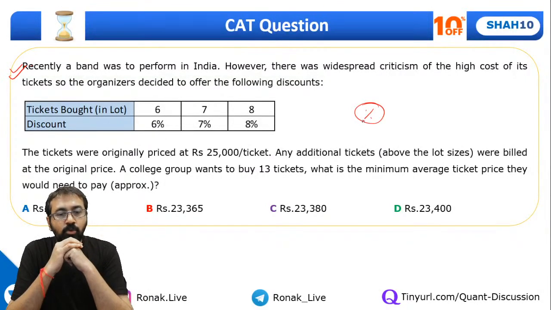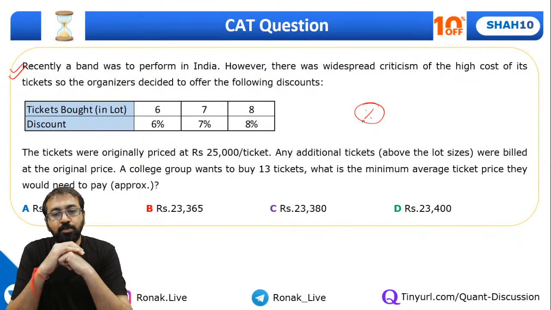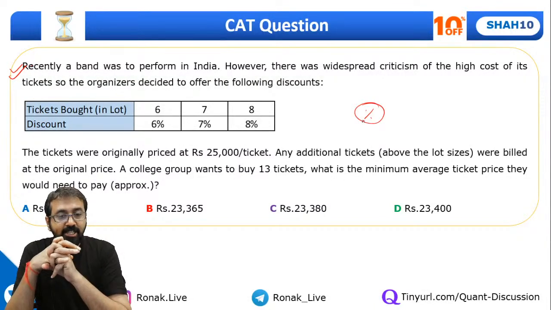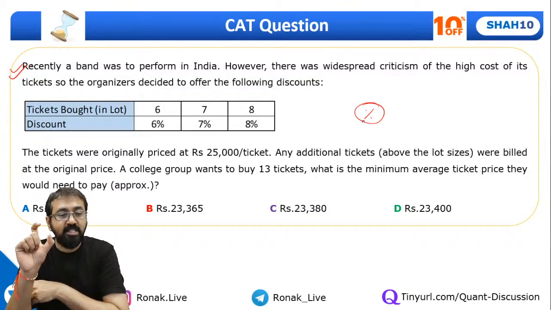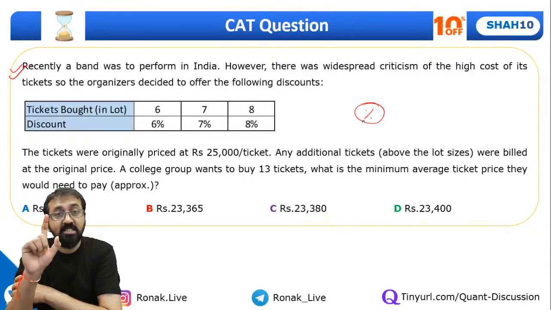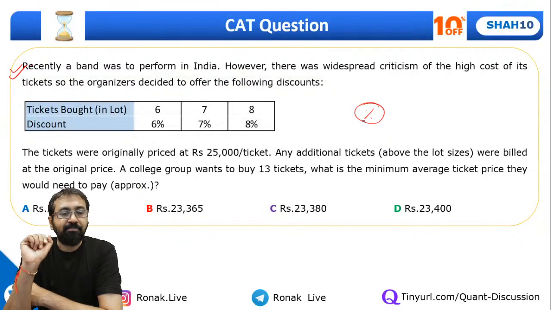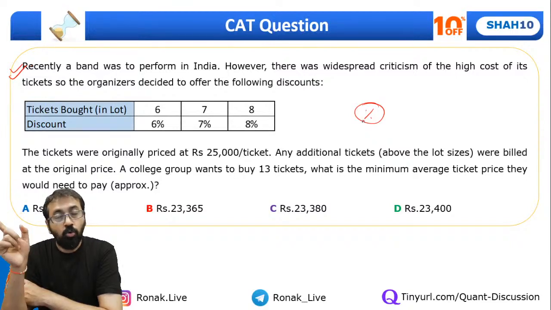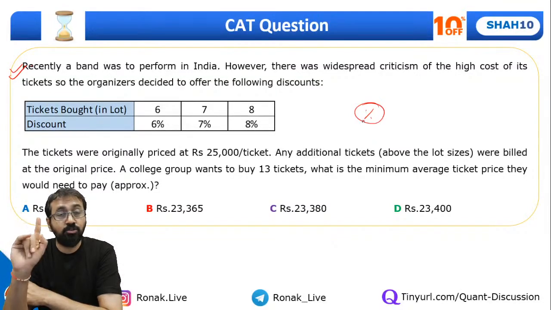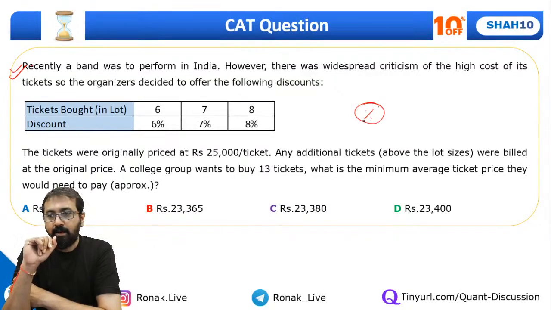So recently a band was to perform in India. However, there was widespread criticism of the high cost of its tickets. So the organizers decided to offer the following discounts. If the tickets are bought in a group of 6, the buyers will get 6% discount per ticket. Okay, guys, per ticket will remain 6 and total discount will also remain 6%. So if you buy each ticket at 6% discount, if you buy 6 tickets, you can't say in total you have got 36% discount. No, overall also you have got 6% discount. Just think about this calculation, right?